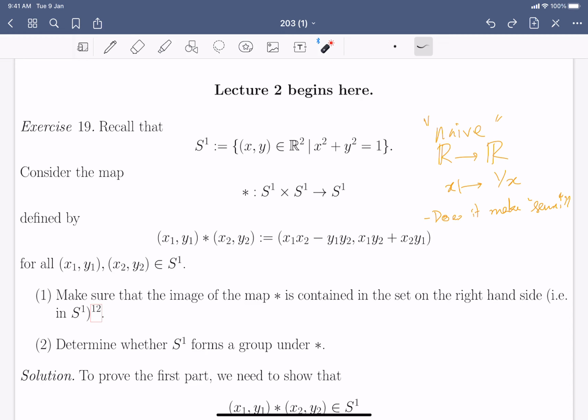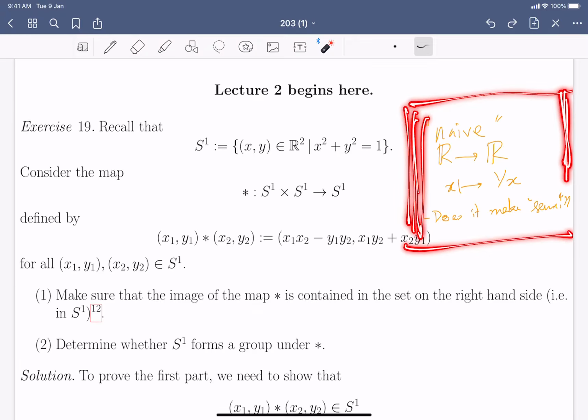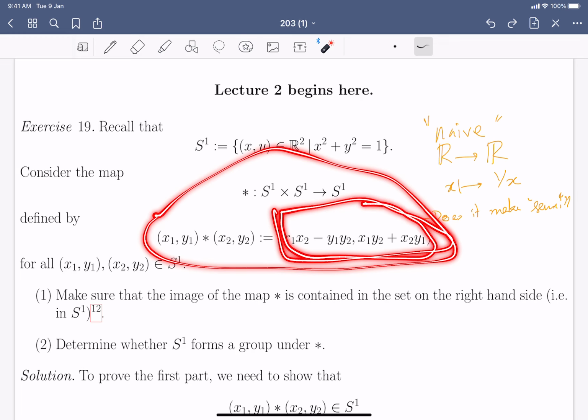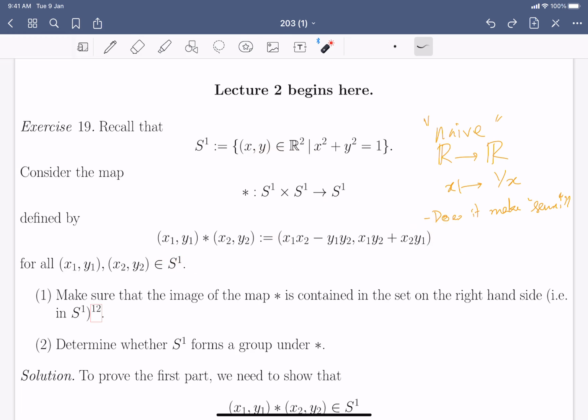Anyway, whenever we would like to consider a map defined by some sort of expression or a formula, the first question is whether the definition itself makes any sense or not. The reason behind discussing this example, x going to 1 over x, is that in this context also we need to ask whether this x1 x2 minus y1 y2 and so on is an element of S1 or not. So the first question is whether this map is actually a true map or not.